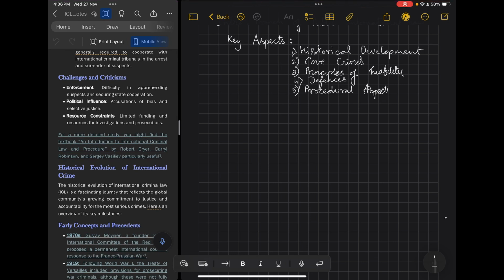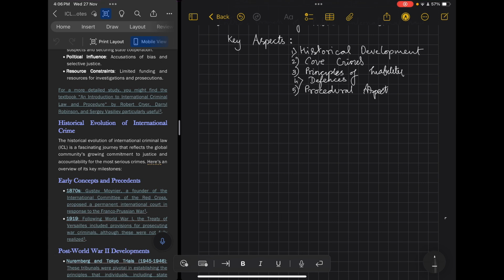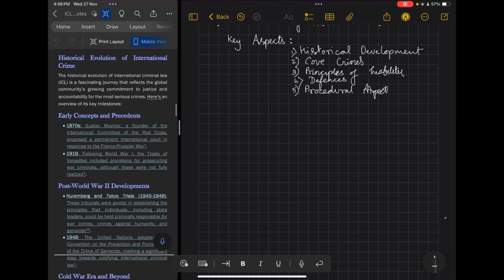Challenges and criticism. Enforcement. Difficulty in apprehending suspects and securing state cooperation. Political influence. Accusation of bias and selective justice. Resource constraints. Limited funding and resources for investigation and prosecution. I have given a link to read this in detail, but I'll just skip it for now.